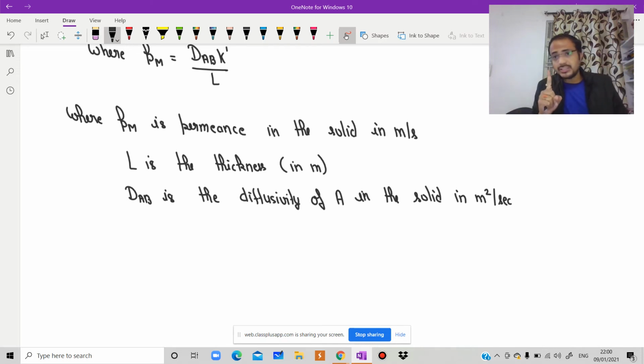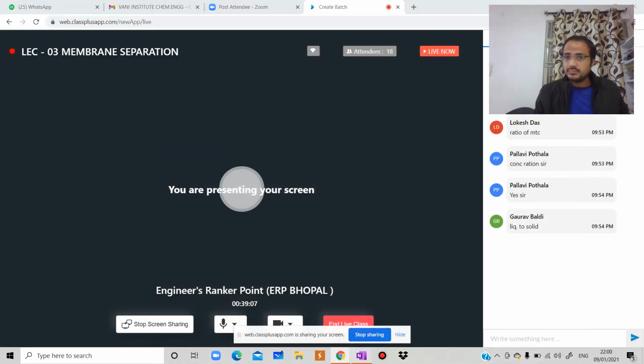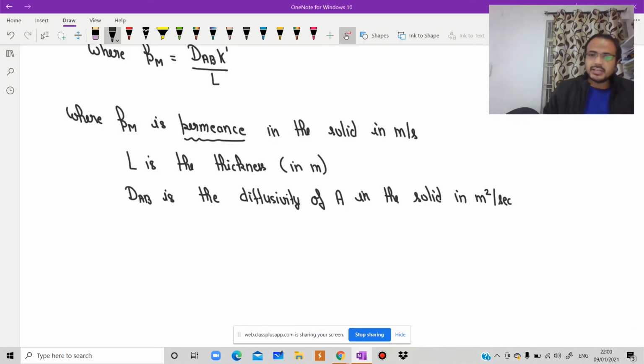Again, there should be no confusion. This is permeance, and at the time of diffusion in solid, I defined a quantity that was capital PM. That is permeability. This permeance is a different thing, and that permeability is a different thing. Is it clear? Otherwise, you will intermix all these topics. DAB is the diffusivity of A in the solid.